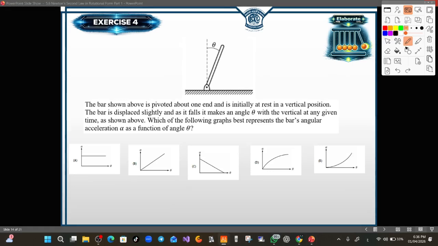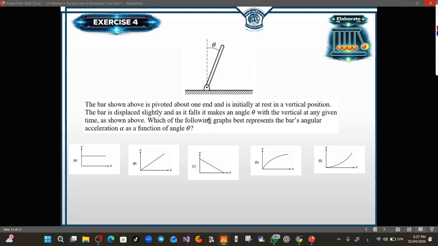The bar shown above is pivoted about one end and is initially at rest in a vertical position. The bar is displaced slightly, and as it falls, it makes an angle theta with the vertical at any given time, as shown above. Which of the following graphs best represents the bar's angular acceleration alpha as a function of theta?